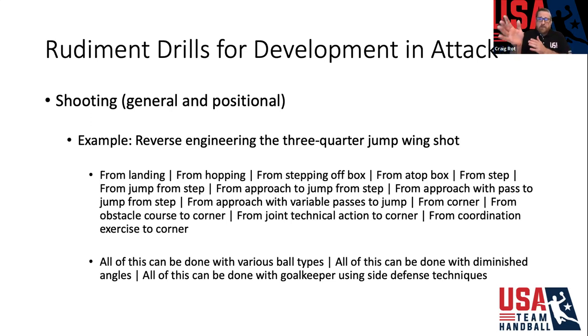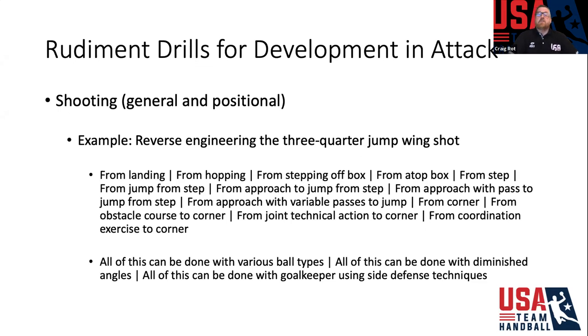You shouldn't just train them to shoot the easiest wing shots. Wing shots sometimes are hard, and so you should close off that angle. You know, the men's national team has Max from Sweden. And the first time I saw him warm up on the wing, he takes end line shots. His approach is straight down the end line with the three-quarter wing shot. And he scores a lot of them on goalkeepers, on good goalkeepers. And all of this can be done with a goalkeeper using side defense techniques at the same time.